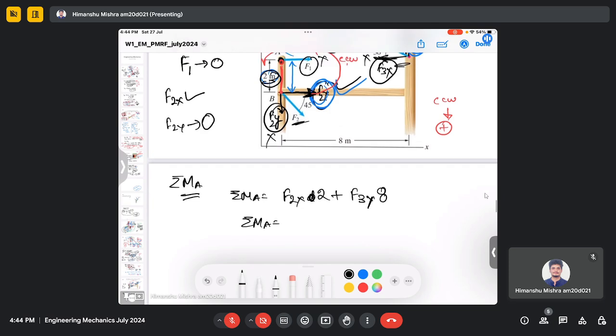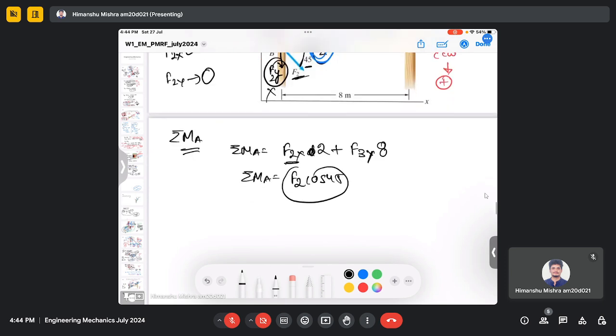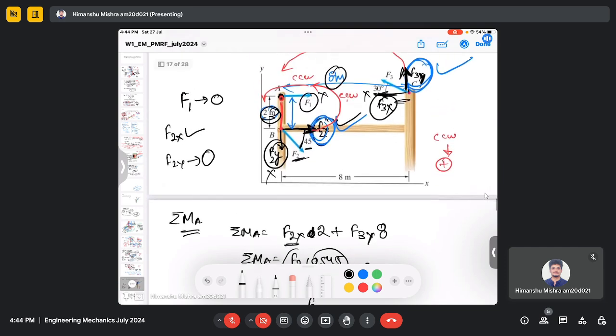So I need to find the F2x here. It is making angle 45 from the horizontal, so it will be F2 cos 45. So this is my F2x, multiplied by 2, plus F3y is this.